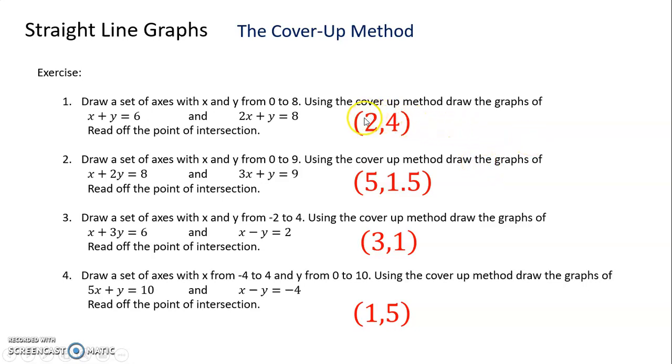The best way for me to do this is to just give you the coordinate which you should have found as the point of intersection. And for these particular ones, if you drew your coordinate axes out nice and neatly and you plotted accurately, then you should have found that they were fairly nice points to read off. So for the first one, you should have got 2, 4. The second one, 5, 1.5. The third one was 3, 1. And then finally, the last one was 1, 5.